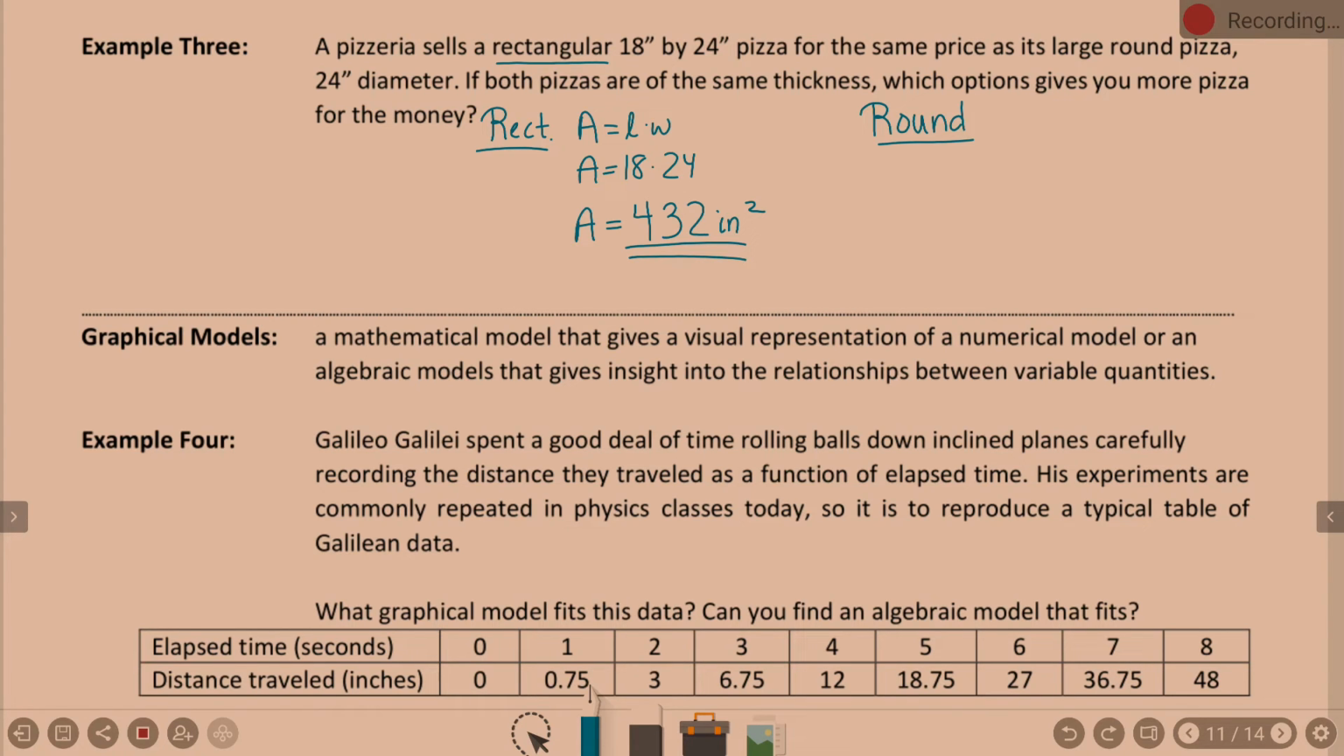Radius squared. Is that actually right? Pi r squared. Oh, okay, well I was close enough. Great job, Caitlin. Pi times 12 squared then?